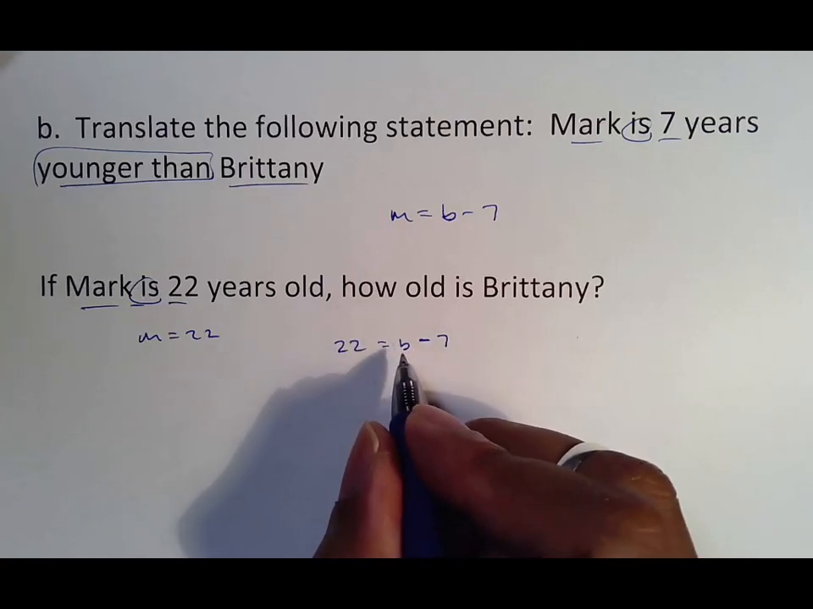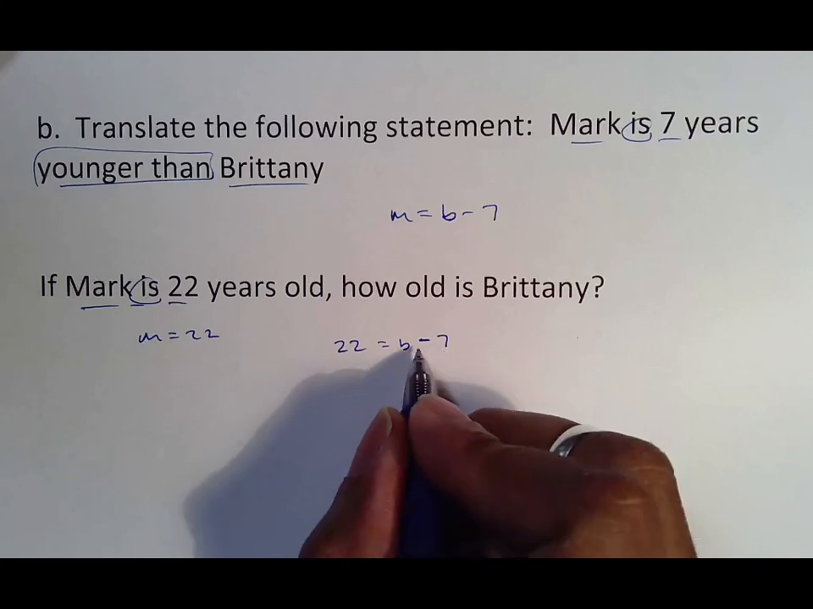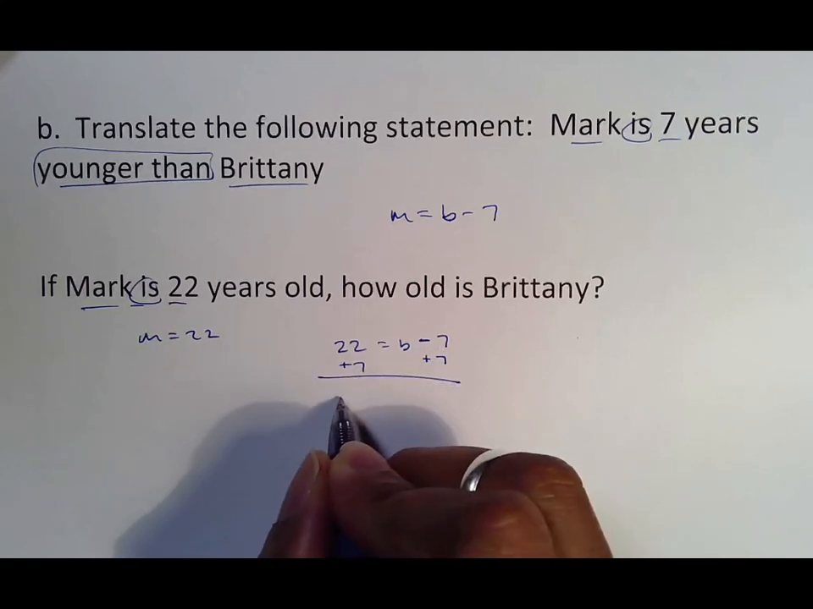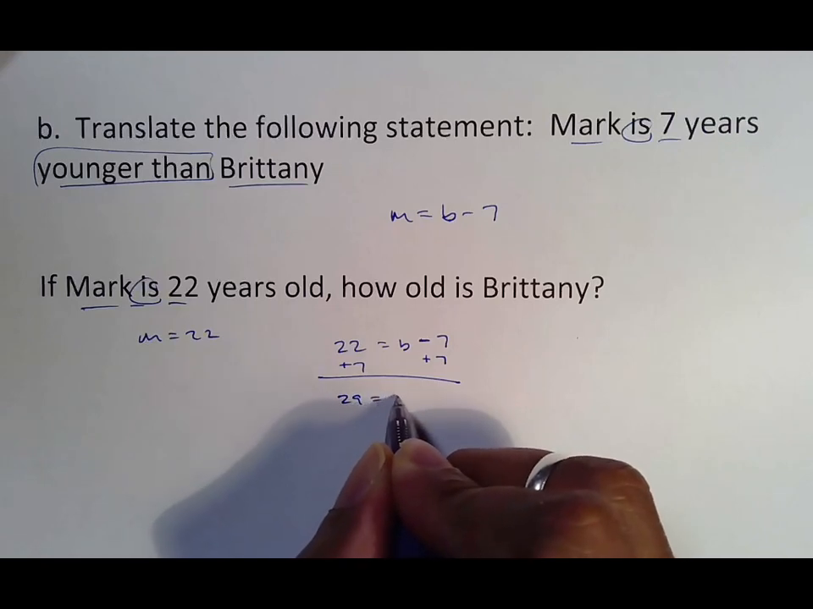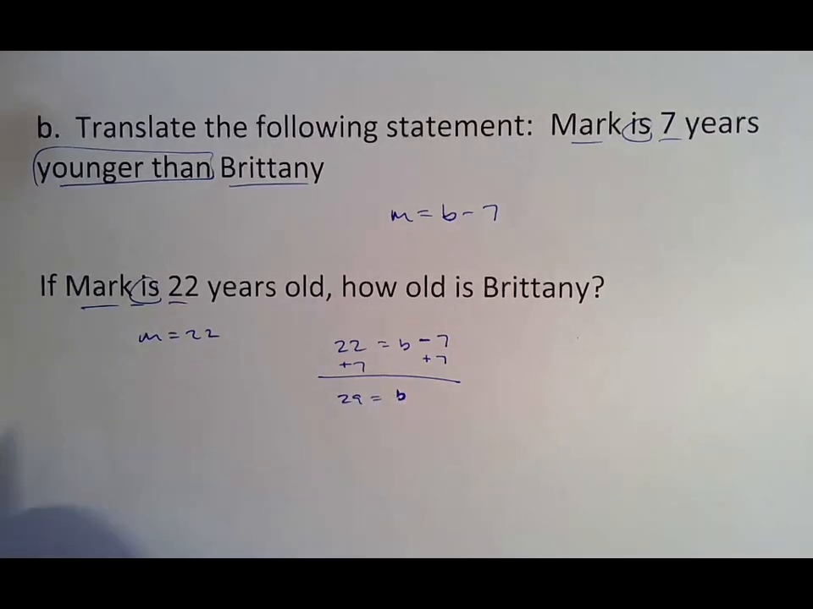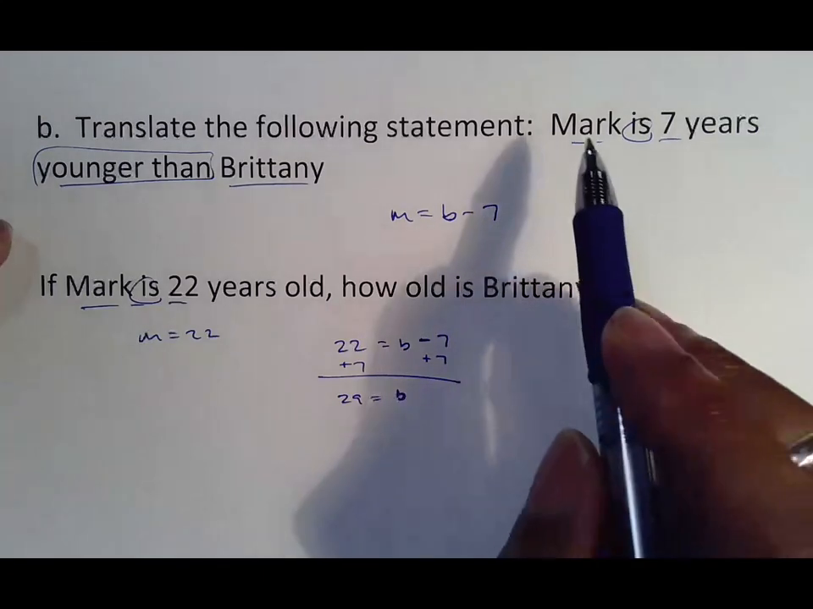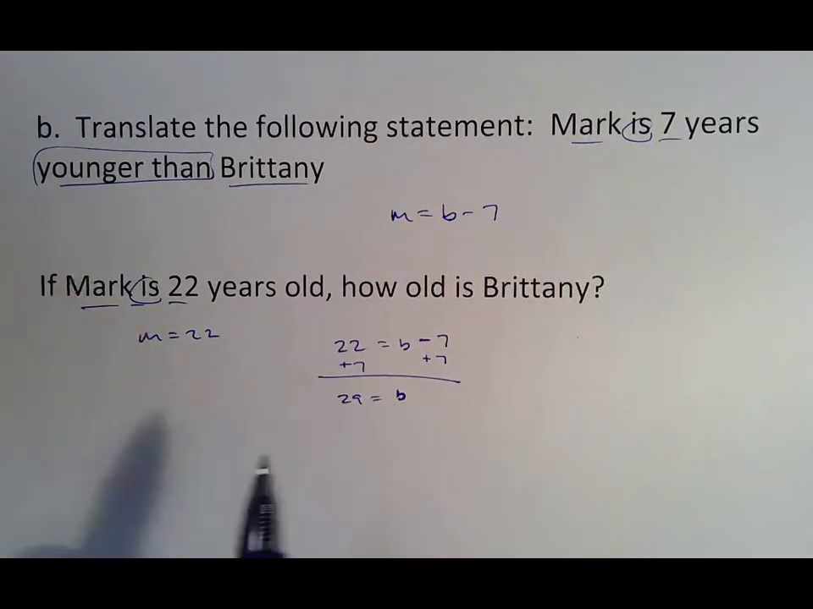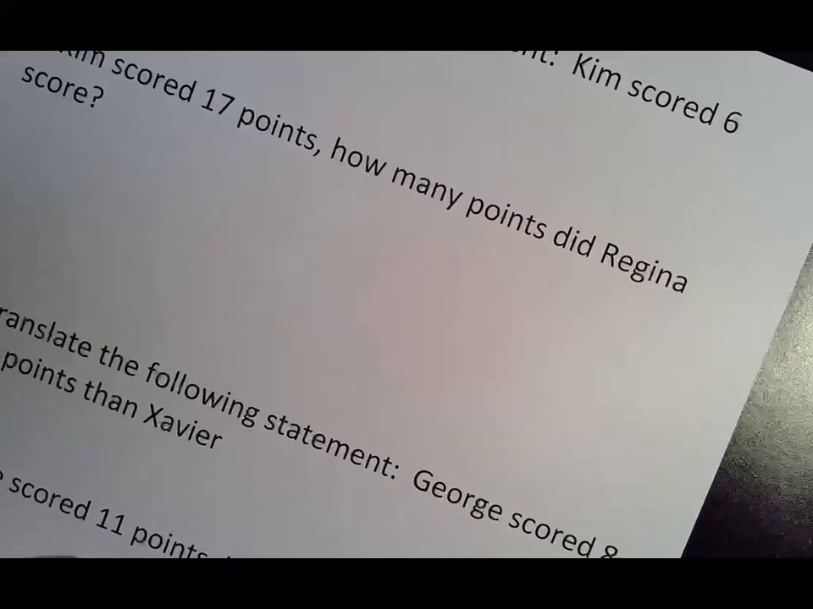You want B by itself, you want to find what B is. That means we got to get rid of this minus 7. The way we get rid of that minus 7 is with a plus 7, meaning Brittany is 29. And again, notice Mark is 7 years younger than Brittany, which is the case. Brittany's 29, Mark is 22. Everything works out. And anytime you have that issue, just go back and ask yourself if the answer makes sense.